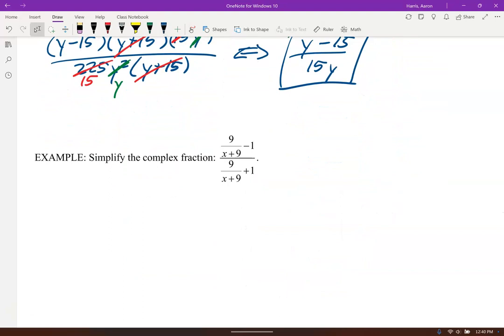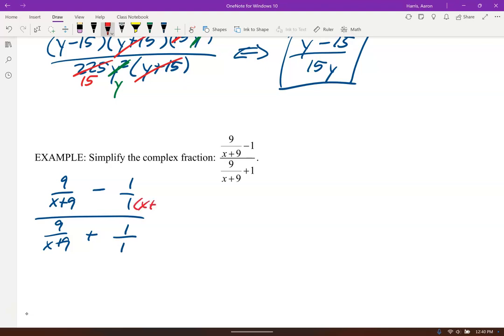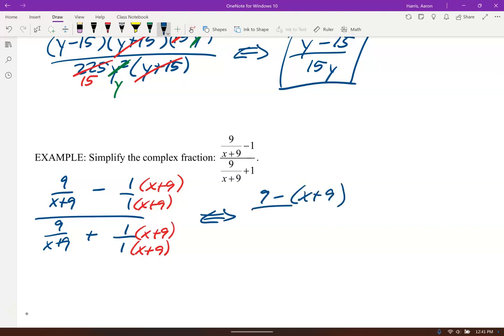Now we've got a binomial for a common denominator. So I have 9 over x plus 9, minus 1 over 1. This one's 9 over x plus 9, plus 1 over 1. So I have to give this an x plus 9, x plus 9. Same thing down here. x plus 9 is going to be my common denominator. So this just ends up being 9 minus 1 times x plus 9 all over x plus 9. The denominator is 9 plus x plus 9 all over x plus 9.